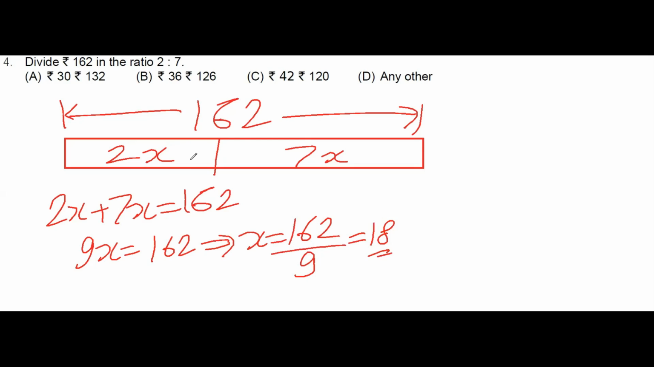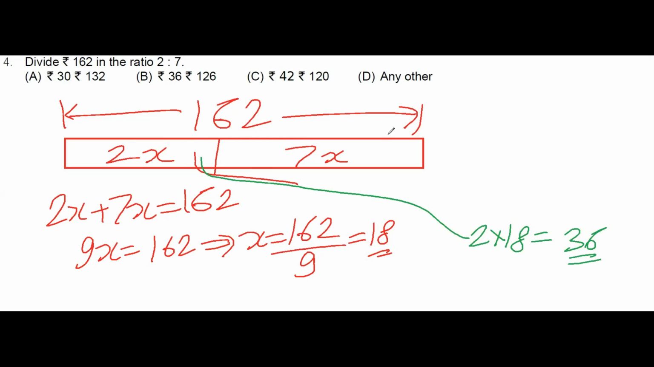So what will be this part? This part will be my 2 into 18, that comes to 36, and this part is 7 into 18, that comes to 126. So the numbers are 36 and 126. B is the correct answer for this.